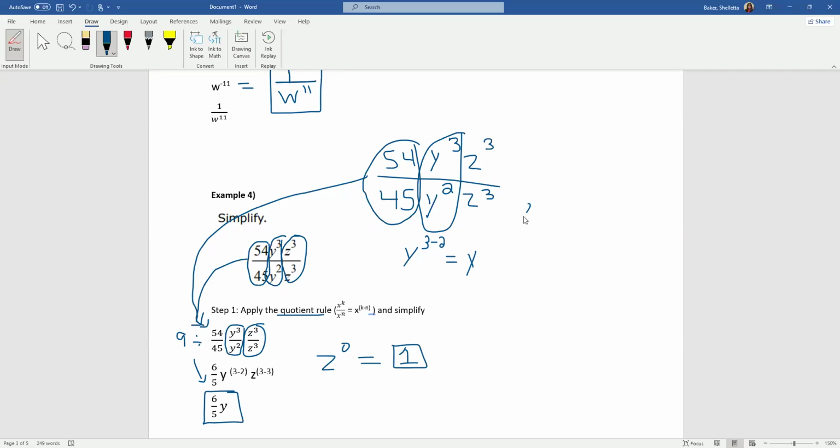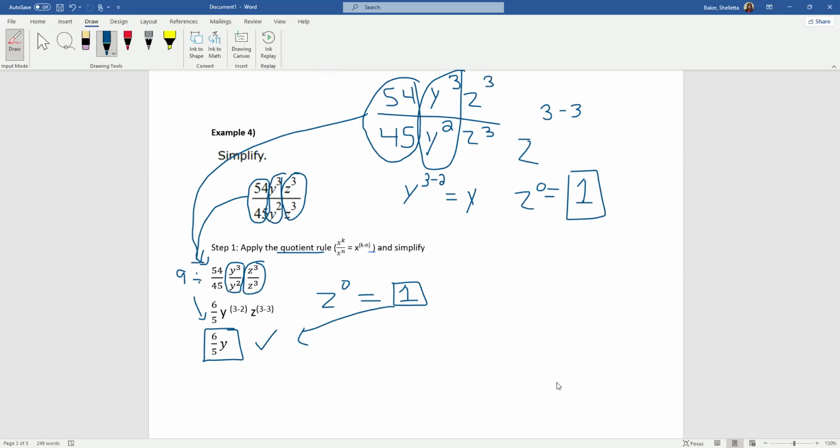Now with the z term, we have, again, a division of exponential terms with the same base. We subtract those powers, 3 minus 3. That gives us z to the power of 0. And any term raised to the power of 0 is equal to 1. Okay, so that 1 times that 6/5 y is going to remain the same. This will be our answer, 6/5 y.